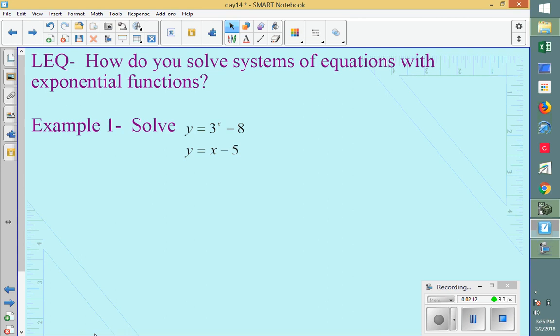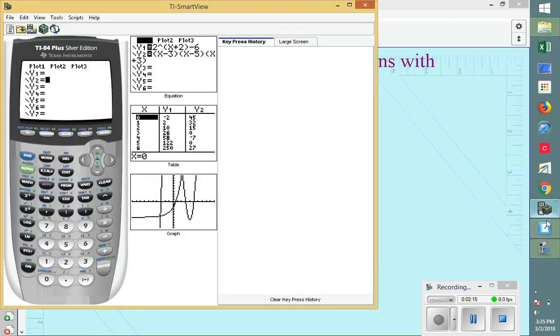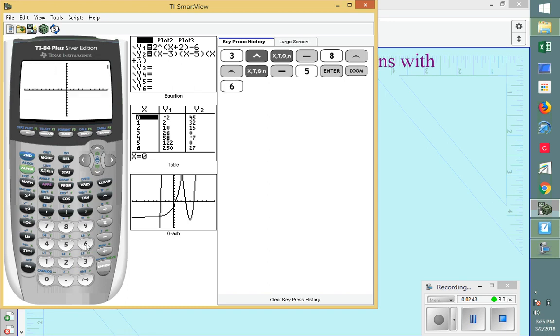So I'm going to go to my graphing calculator, and I'm going to enter in the two equations. So I have y equals, clear anything that might be in there, so 3 to the x minus 8. And looks like I missed the first equation, so then we'll just put x minus 5 in the first spot. X minus 5 is the other one. And I'm going to do a standard window, so zoom standard, and there's my graph.